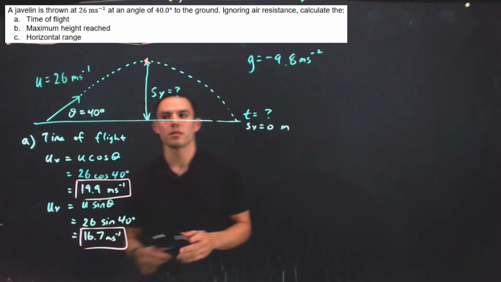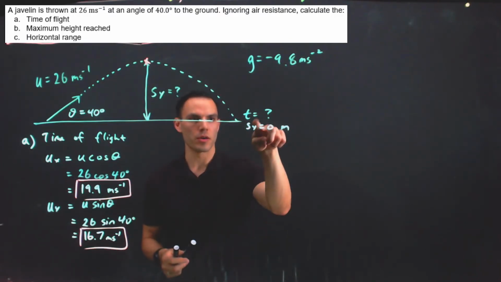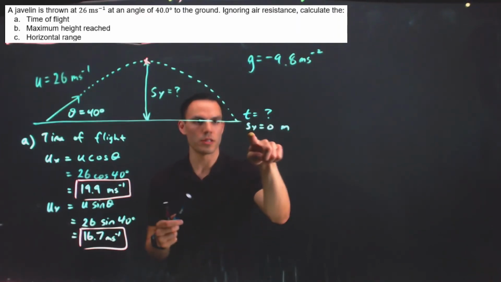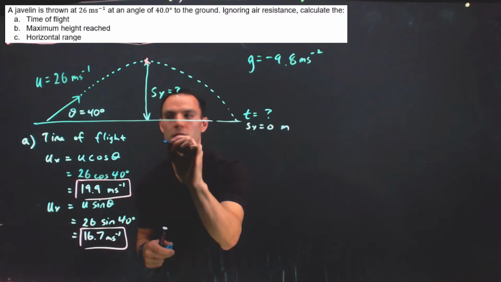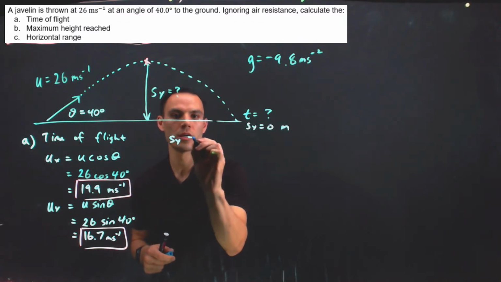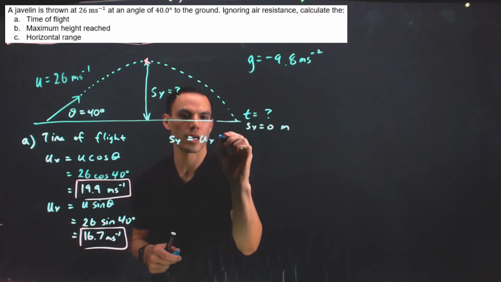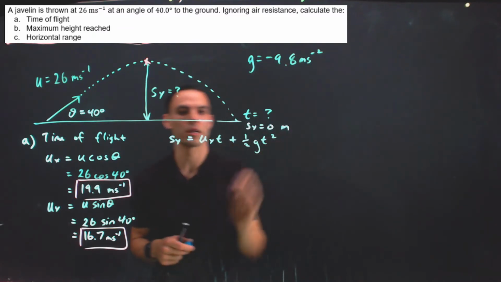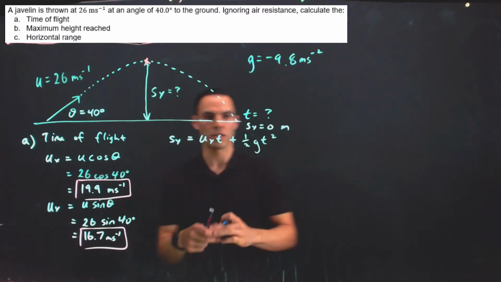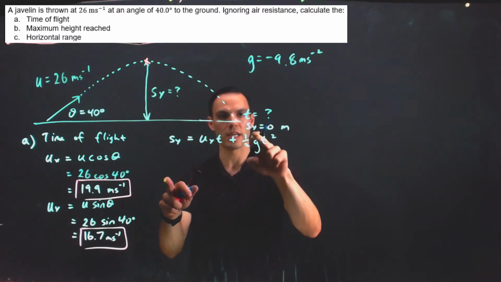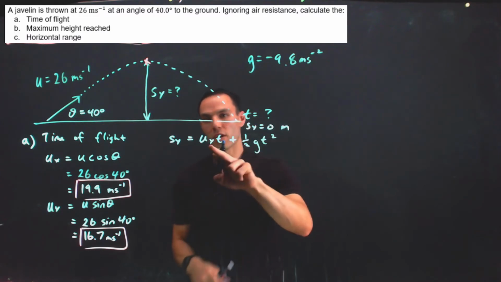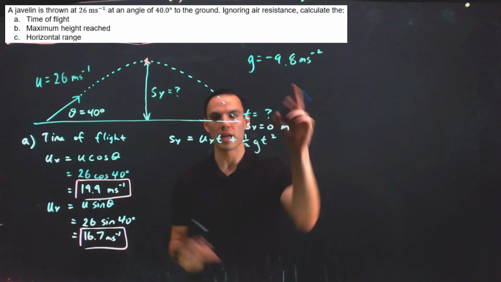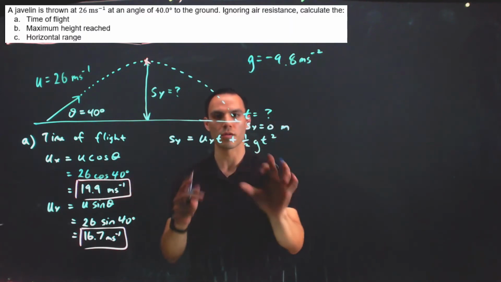Okay. So for the time of flight, we need to know t at this time. So what we might want to do is use this equation here: s_y equals u_y t plus half g t squared. We're going to use this equation to find the time because I already know s_y, which is 0 meters. I already know u_y, which I solved before, 16.7. g is given as negative 9.8, so I can sub everything in and solve for t.